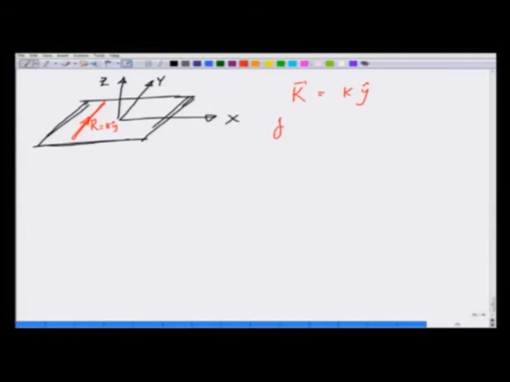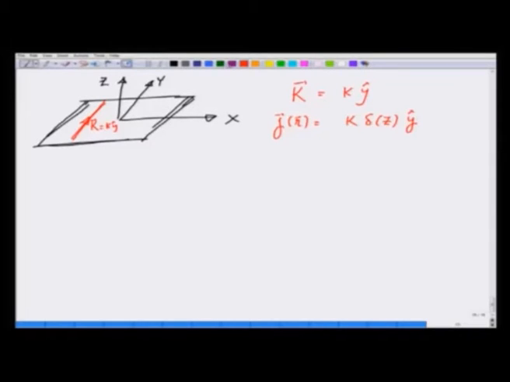The current density can therefore be written as k. The area across which it is going is the y z plane. So, in the z plane it is confined to z equal to 0. So, I can write k delta z in the y direction.